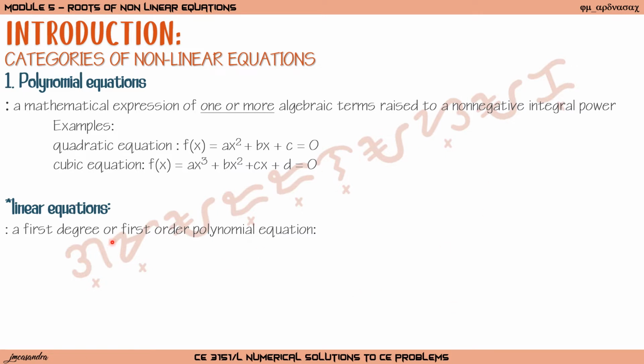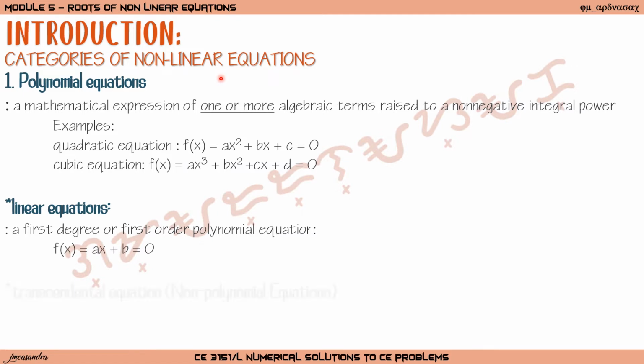So take note that linear equations may be polynomial equations, but they will not be under nonlinear equations. Therefore, we could say that polynomial equations having degrees of more than 1, meaning 2 and above, will be considered nonlinear. Okay?